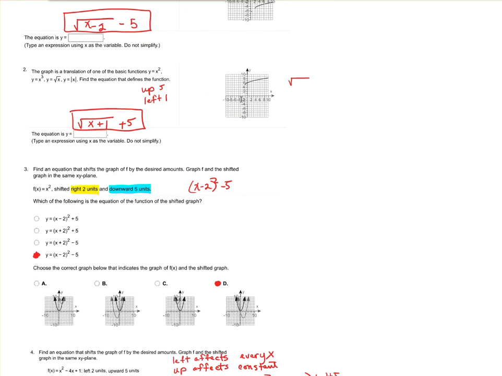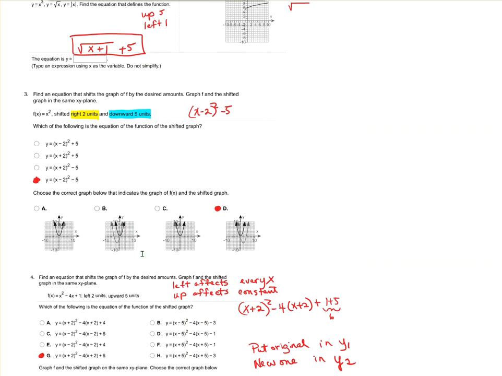On this one, we're still at the square root function. It went left 1 and up 5. So that's the square root of x plus 1 and then a plus 5. Find an equation that shifts with these parameters. Shifts right 2 and down 5, and our basic is the x squared. So right 2 means we have a minus 2 inside the parentheses, and we have a minus 5 outside. So that would be this one.